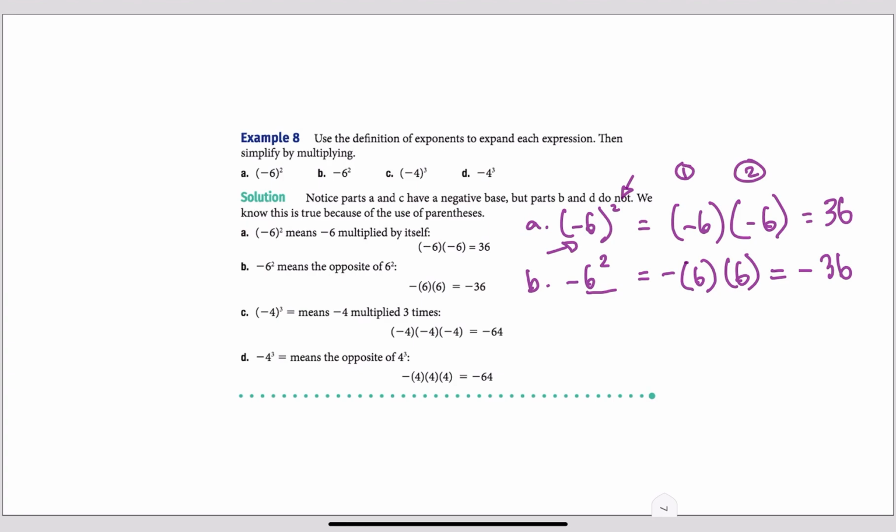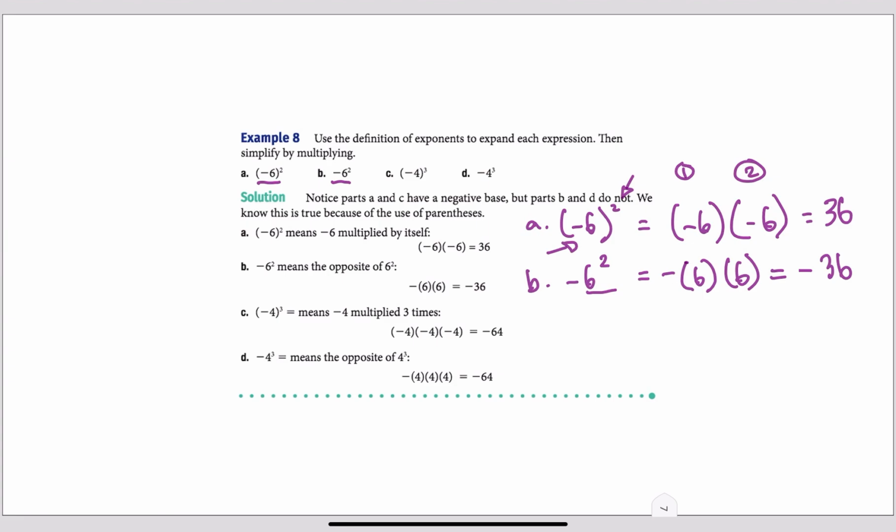And because there was only one negative sign sitting out front the whole time, waiting for me to resolve the exponent, it's going to remain there and continue to make the 36 negative in this example. So there's a huge difference between when the negative is included and when the negative is not included in the base.